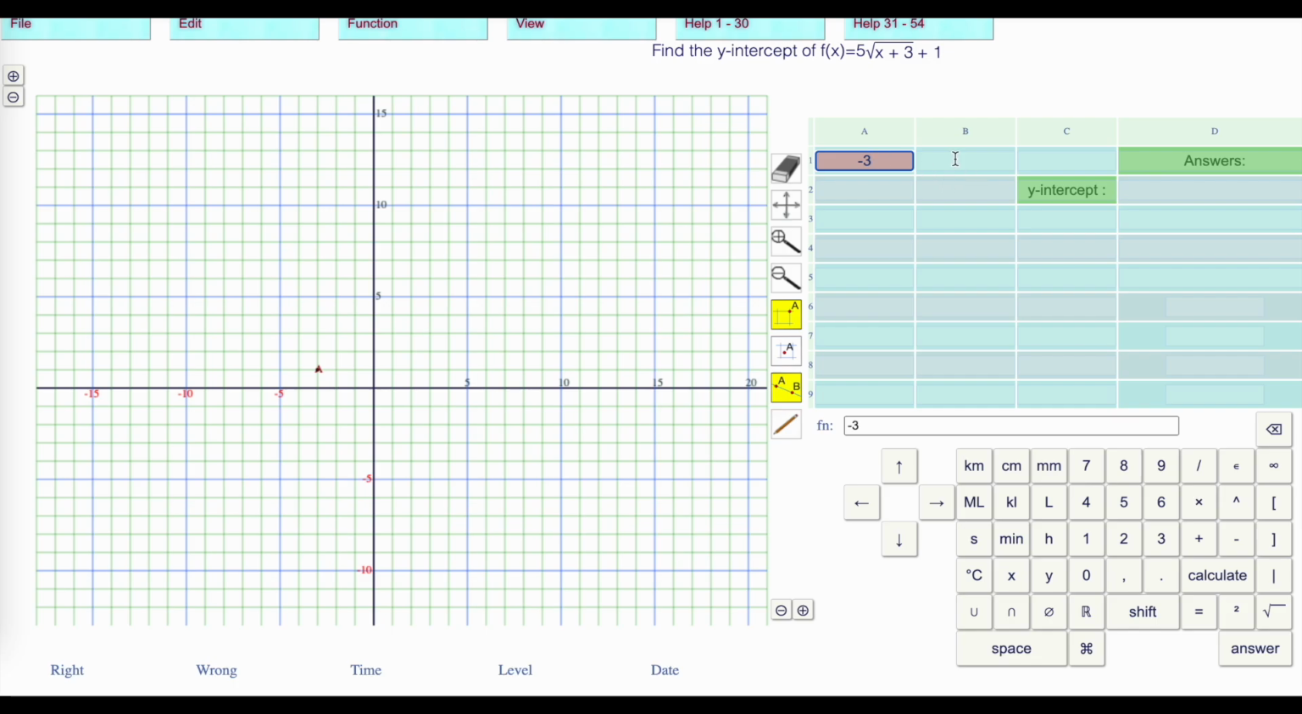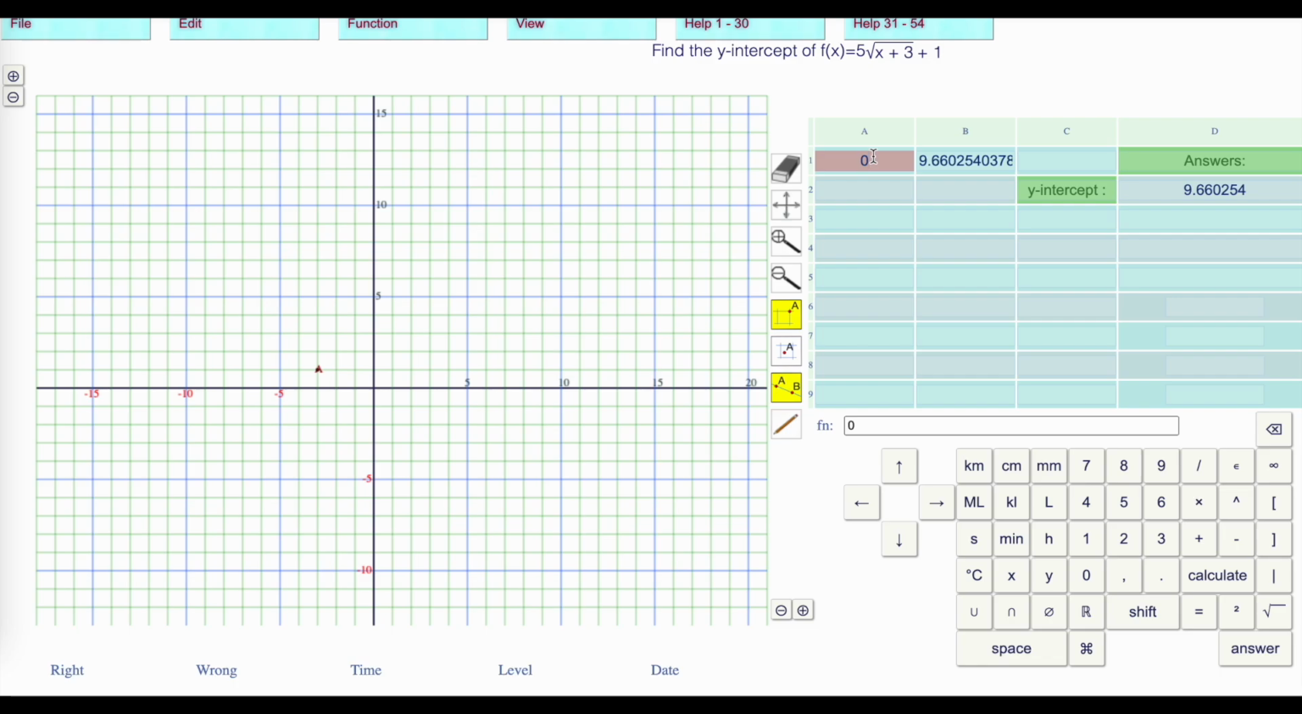When x is negative 3, the y value must be 1, is equal to 5 times the square root of the x value, which in this case is negative 3 plus 3 gives us 0. The square root of which is 0, times 5 is 0, plus 1 is plus 1. When x is 0, the y is 9.66, which is our answer. 9.660254. That's our answer. Let's get some other values just to see what this looks like.